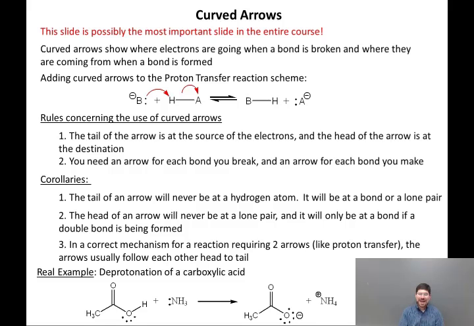If we want to add arrows to this, we do the following. One arrow goes from the lone pair on NH3 to the hydrogen, and then the other arrow goes from the OH bond onto the oxygen, because those electrons are going onto the oxygen.